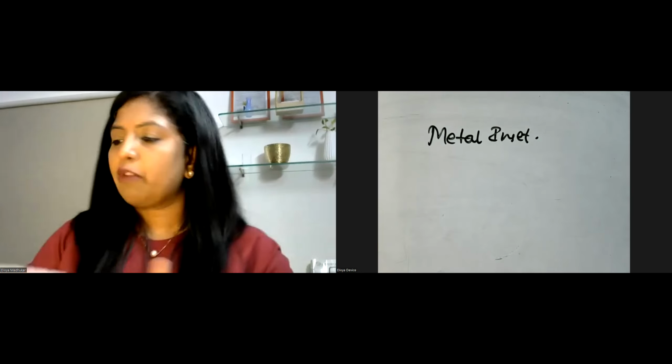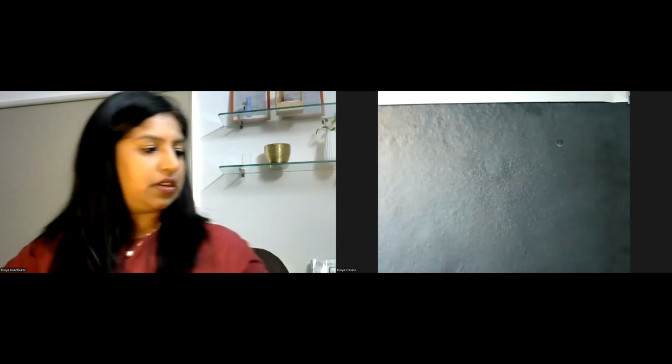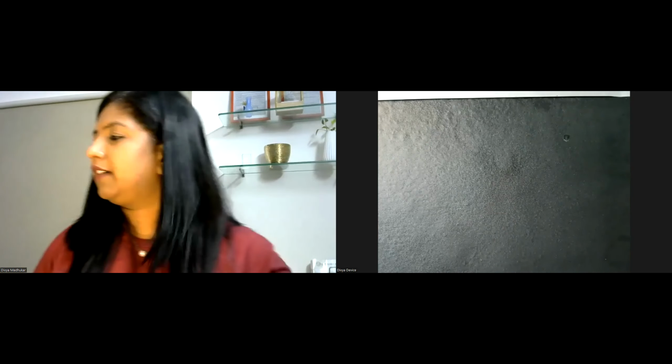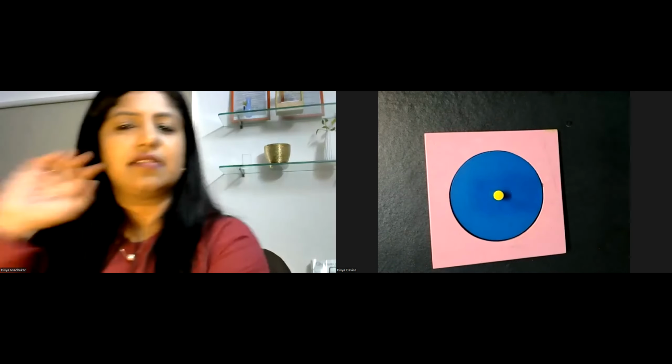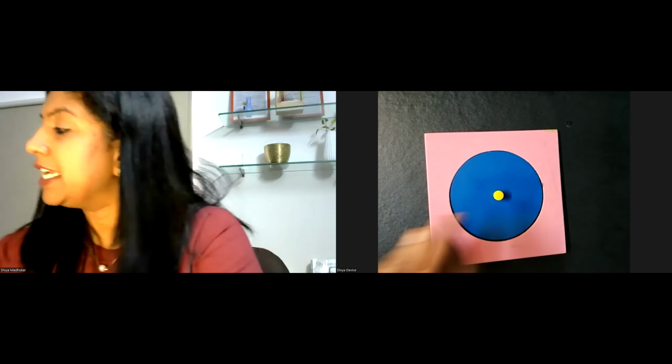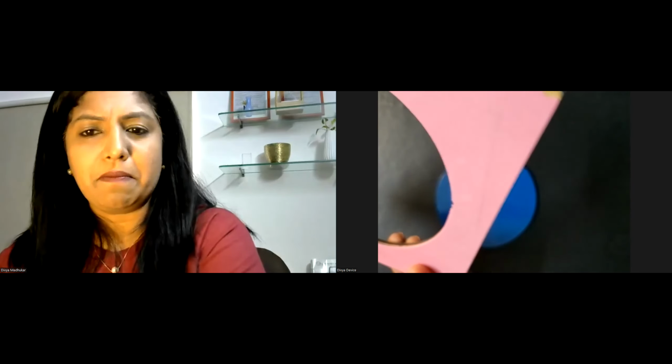Now before introducing metal inset, I will just show you how it looks. The name sounds very fancy, but it is nothing but something like this. Name is very fancy, metal inset. But have you seen something similar? Yes, ma'am. Something very similar, right? So when I remove this, this is my frame.